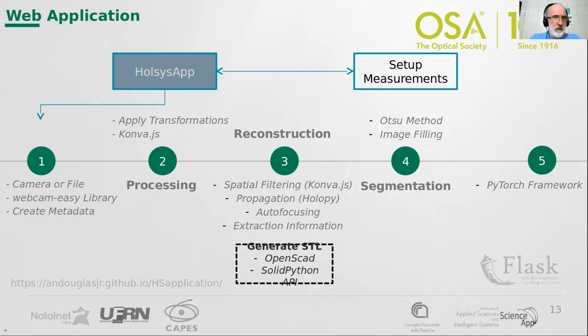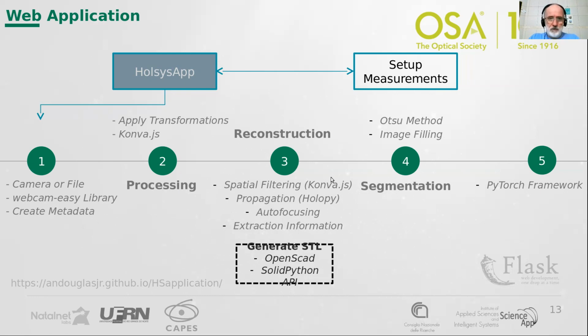So our web application basically works in 5 steps. The first step is the acquisition, where we acquire from camera or from file. We use the webcam-easy library for doing that, and create the metadata. And then comes the processing, where we apply transformations. We use the Convnet.js for that.